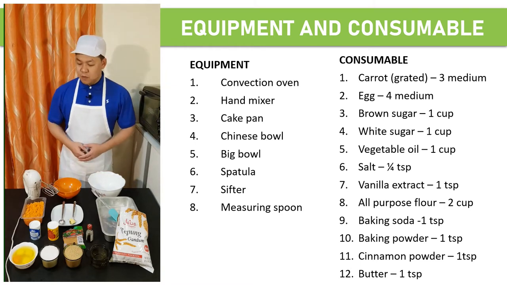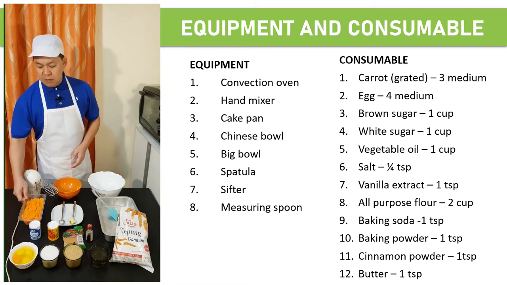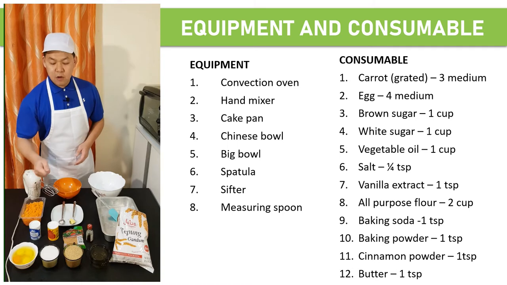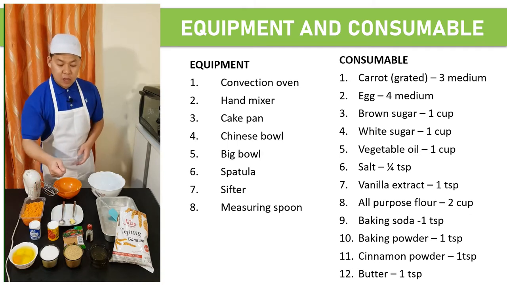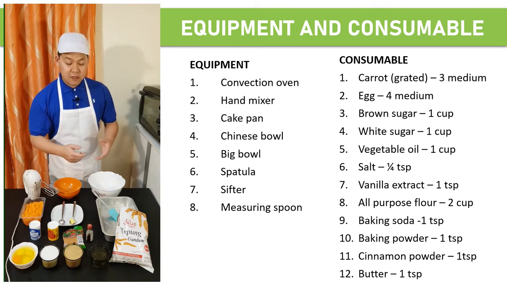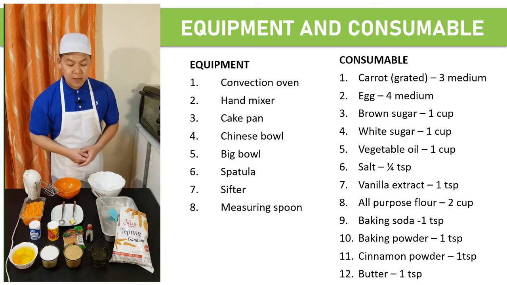For the consumables, we are going to use 3 medium carrots that have been grated, or the equivalent of 3 cups of grated carrots. We're going to use 4 medium eggs, 1 cup of white sugar, 1 cup of brown sugar, and 1 cup of vegetable oil. This time, I'm using sunflower oil.